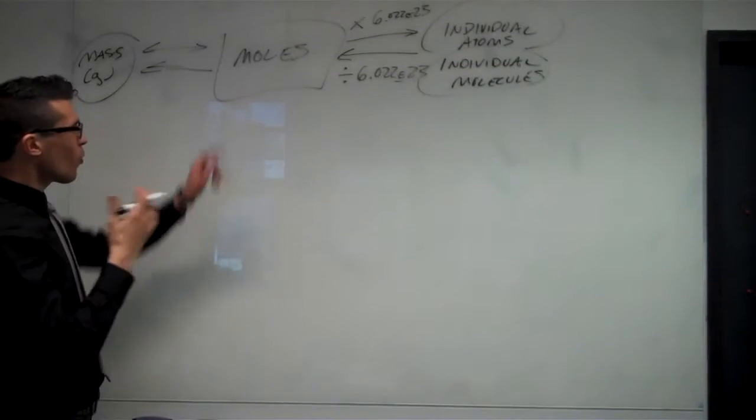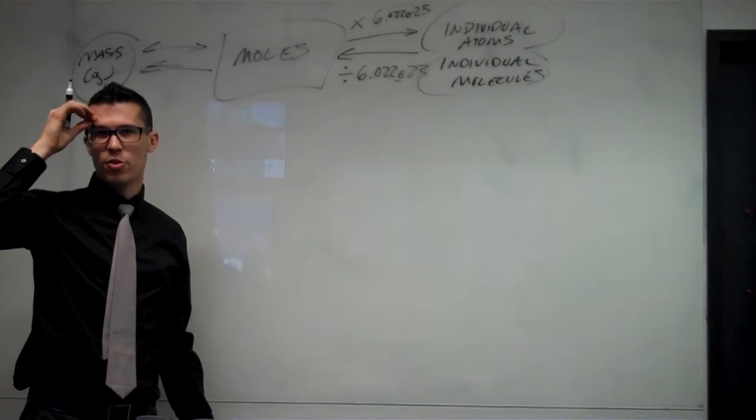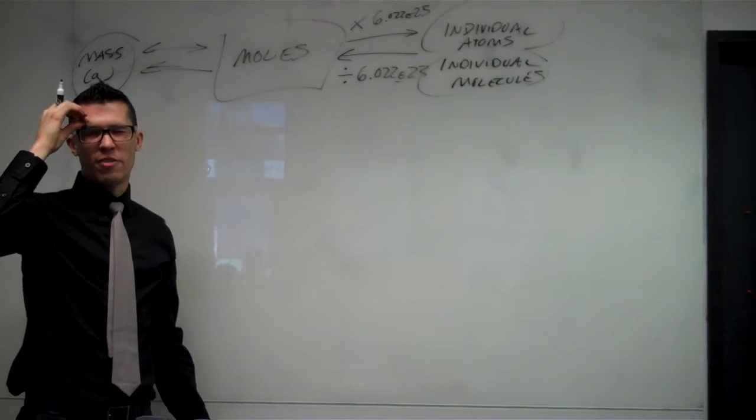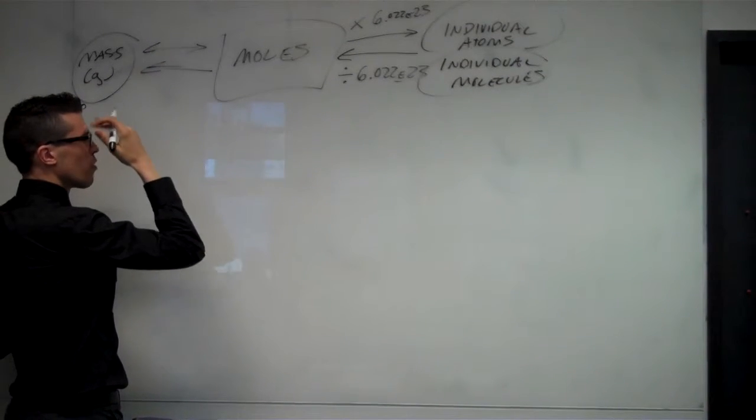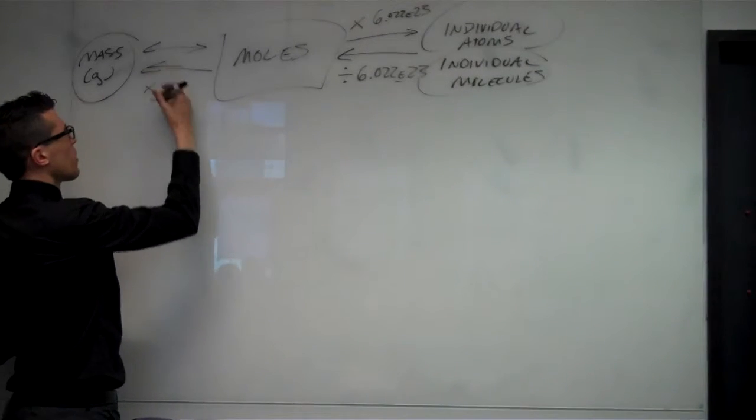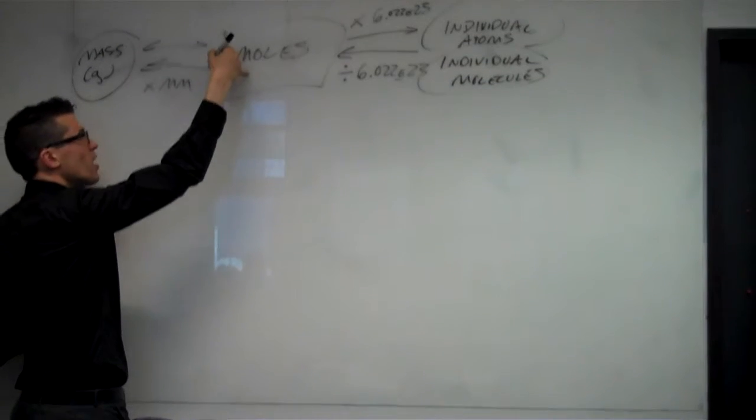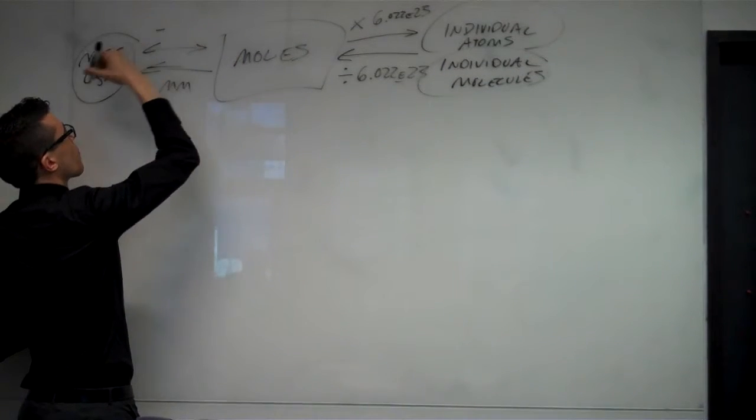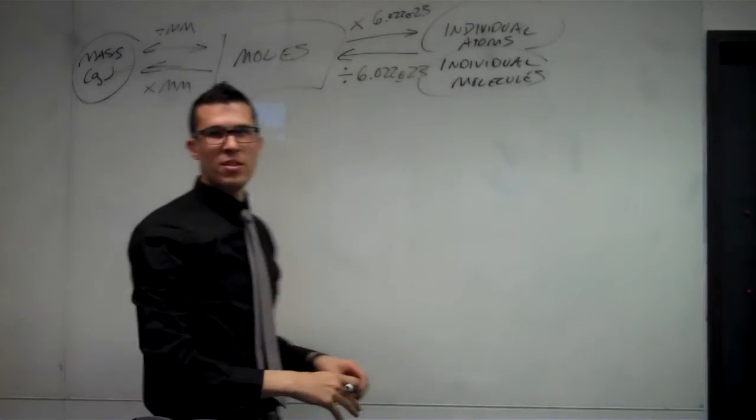Now I always get this part mixed around because in my head I just think about the conversion factors. So I have to think, okay, if I'm going from moles to grams, I'm going to put the grams on top, so it's going to be multiplied by the molar mass. Over here, from mass to moles, we're going to divide by the molar mass. MM means molar mass.